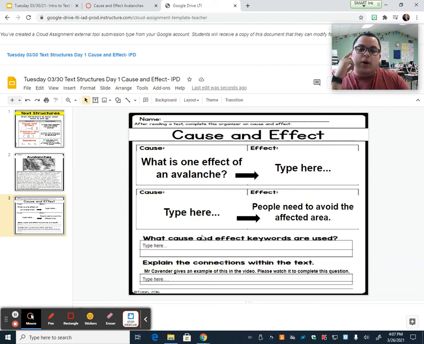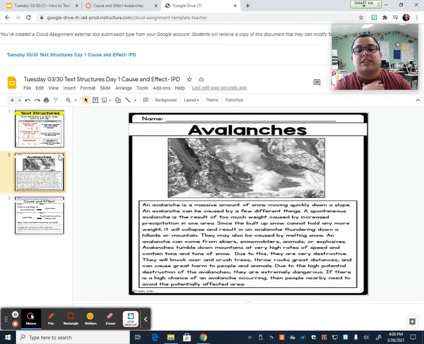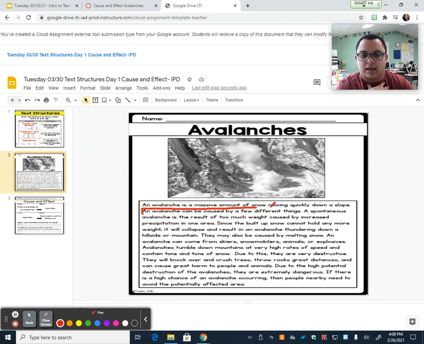This here says what cause and effect keywords are used. I went through and just circled a few of them. Find some other ones that you might be able to find. And then it says explain the connection within the text. I just gave you one here explaining that this sentence here is connected to the 3 sentences after it because this sentence gives you an idea and the sentences after it explain that idea.